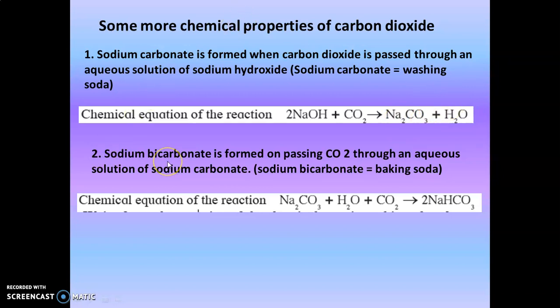Sodium bicarbonate, which is called baking soda, is formed when CO2 is passed through an aqueous solution of sodium carbonate. So here I got sodium carbonate. I am taking that sodium carbonate solution, and again I am passing carbon dioxide through it. I am going to get sodium bicarbonate, that is baking soda. Okay, so remember these two reactions very well.